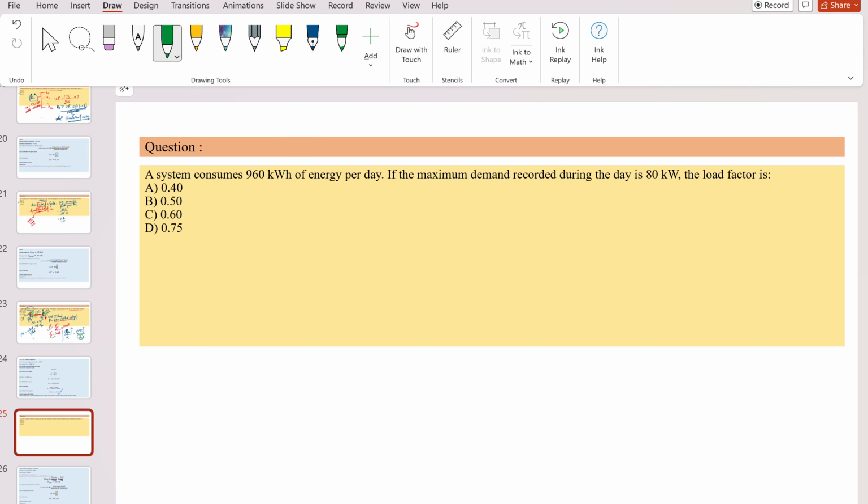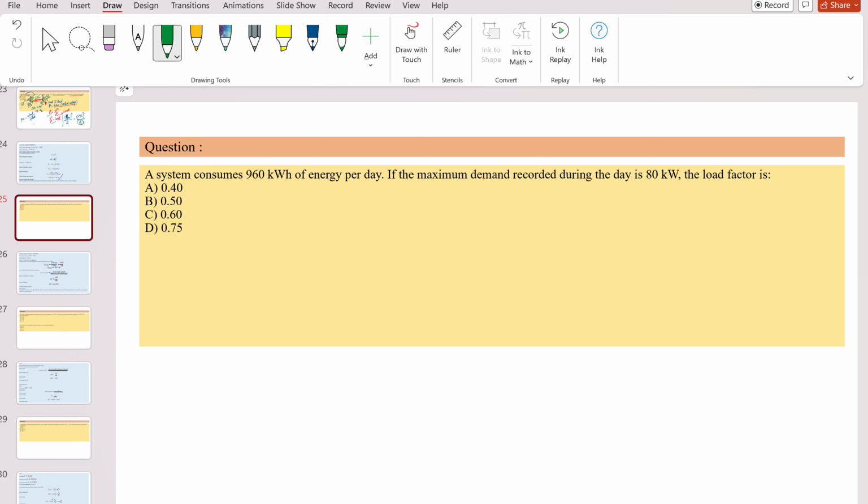Then try to solve this problem. Have you understood the previous problem? If any doubt is there, just let me know. If there is no doubt, try to solve this problem. It is an easy problem but a little bit conceptual.